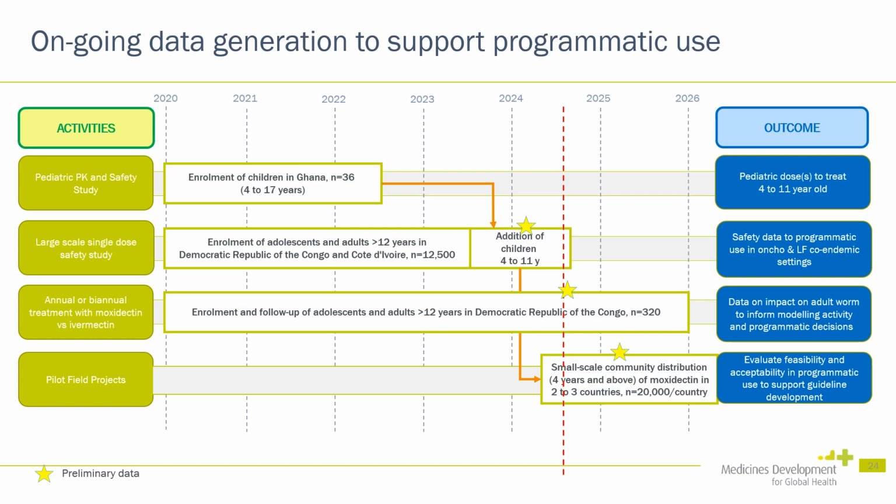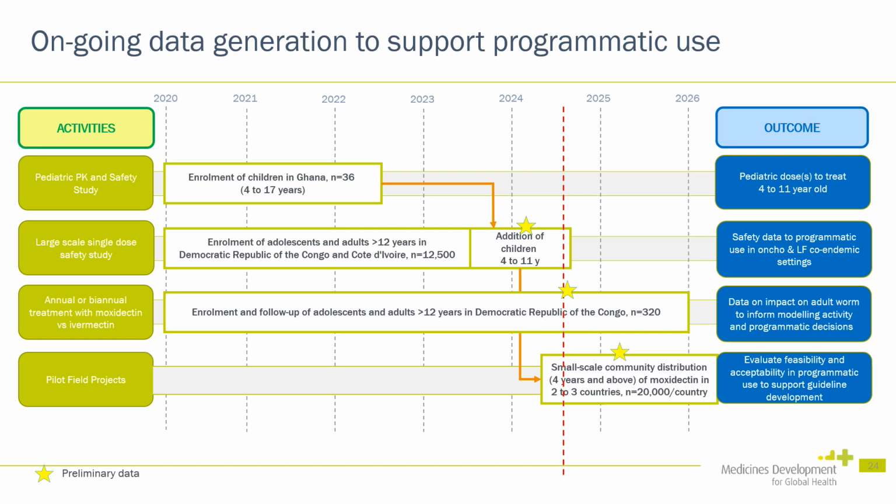Since the initial FDA approval, we've initiated studies to generate field-relevant data and to expand the approved label to include children down to the age of 4 years, thus covering all relevant age groups for MDA programs. A pharmacokinetic and safety study in children was completed last year, which led to a protocol amendment to include children 4 years and over in a large ongoing safety study in the DRC and Côte d'Ivoire, where onchocerciasis and at one site, LF, are endemic.